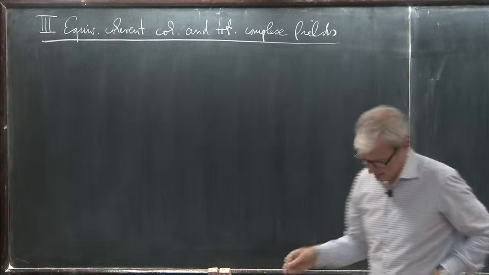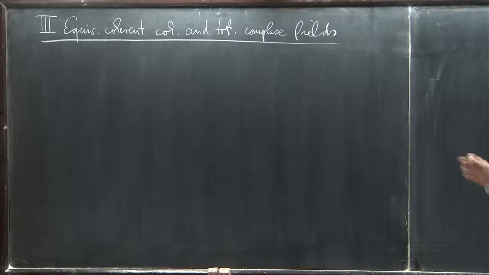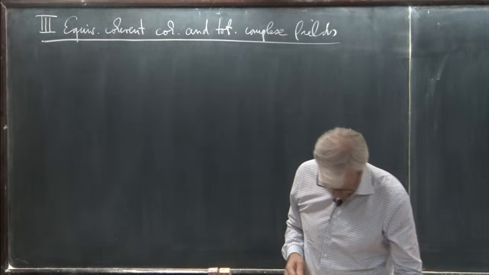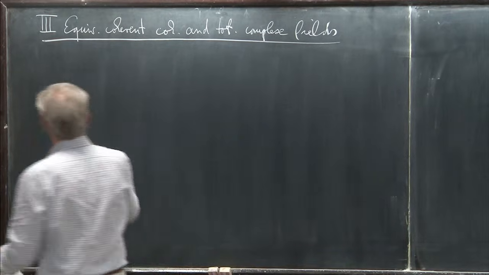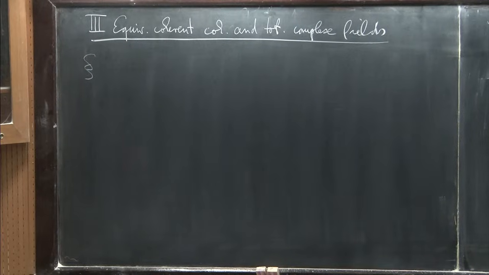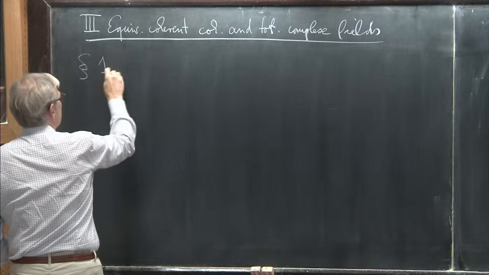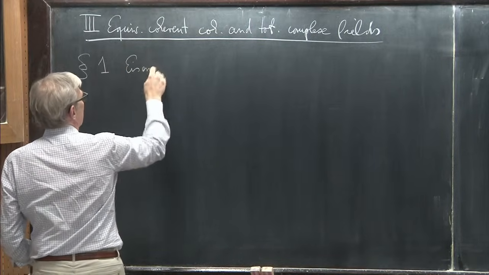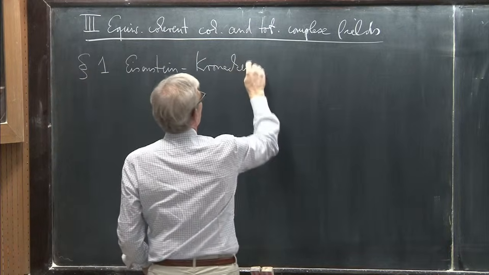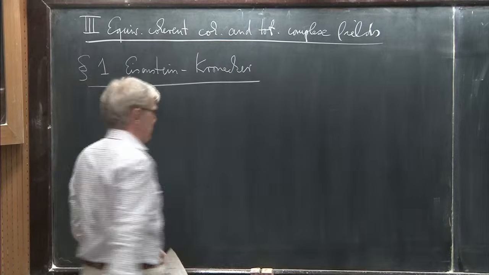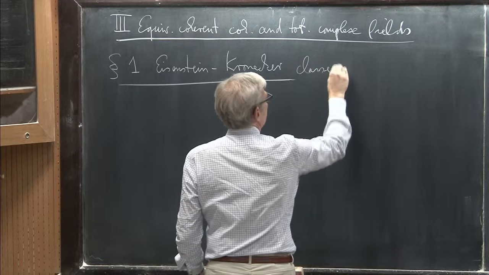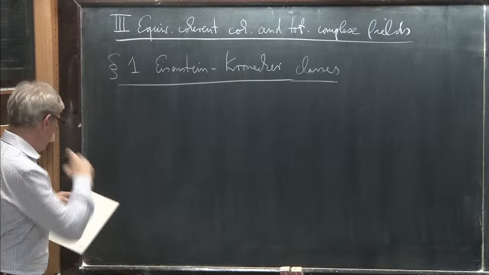And this will be an analog of what I tried to explain on Tuesday. But today I hope to be more complete, though it will require, as I said, some algebraic geometry. So the main gadget here are the so-called Eisenstein-Kronecker classes. And I will also point out why we have chosen this name. I need to set up a little bit the stage here.